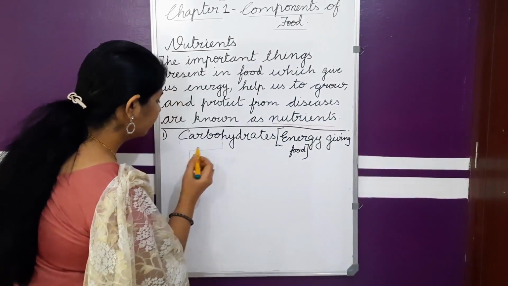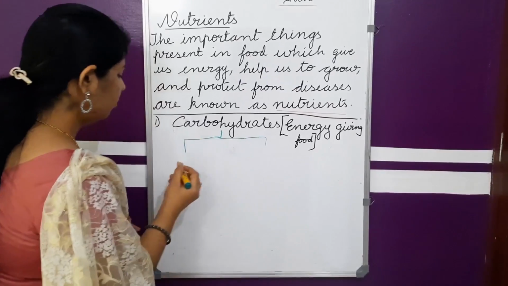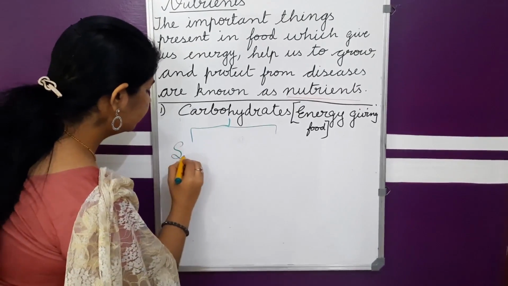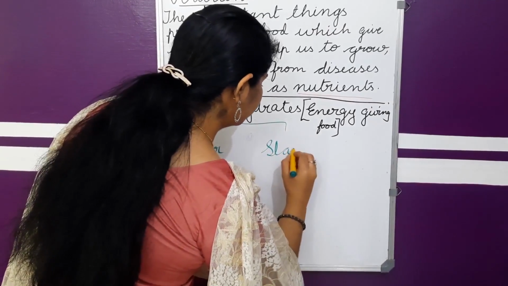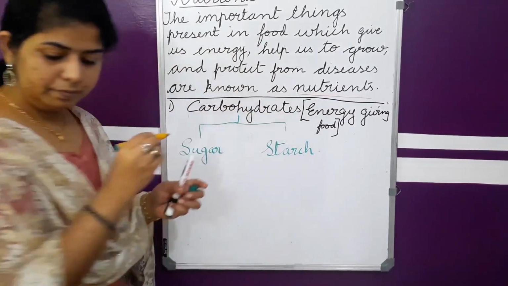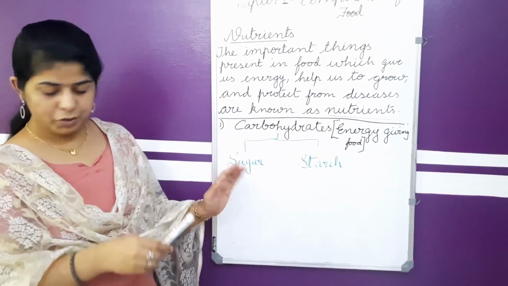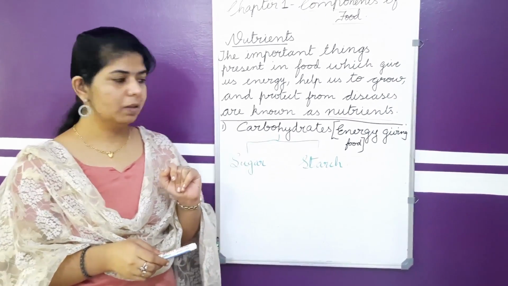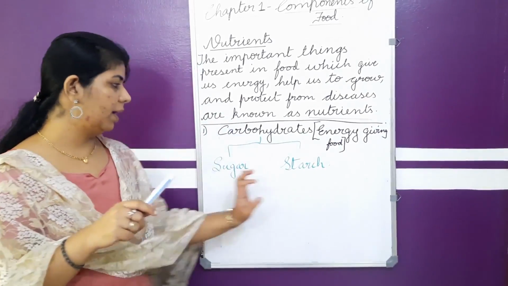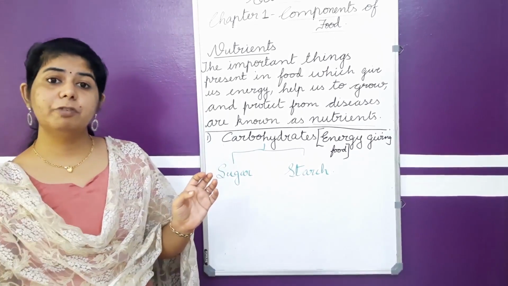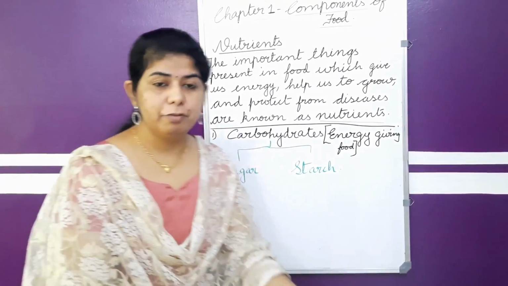First one, it is divided into two. First one is sugar. Second one is starch. So, carbohydrates are divided into two main types. They are sugar and starch. Okay. Now, there are two main kinds of carbohydrates. They are sugar and starch. Now, we will see which are the food items containing the carbohydrate sugar. Which are they? Your fruits.